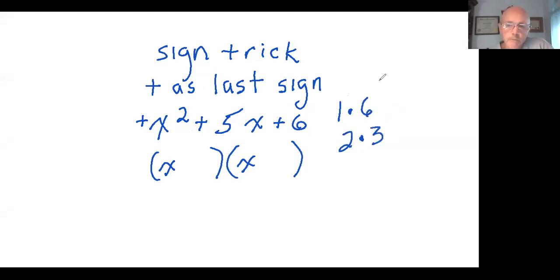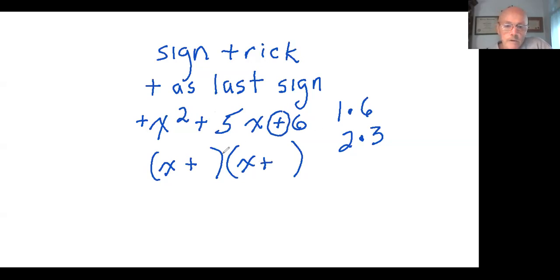Okay, so again, with the 6, I can do 1 times 6 and I can do 2 times 3. So which do we pick? Because this one's kind of tricky. With the 1 and the 6, I can subtract those and get a 5. And with the 2 and the 3, I can add those and also get 5. But remember the sign trick. Whatever's at the end, this plus right here, look at that first. That plus tells you to take the middle sign and place it automatically in both parentheses, like that.